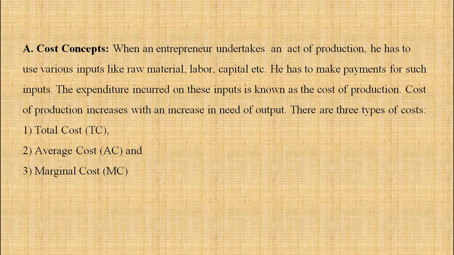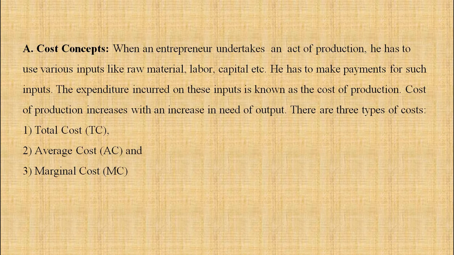When the entrepreneur undertakes an act of production, he has to use various inputs like raw material, labor, capital, etc. He has to make payments for such inputs. The expenditure incurred on these inputs is known as the cost of production. There are four factors of production: land, labor, capital and enterprise. On that the producer has to spend money. So that is what is called the cost of production. Cost of production increases with the increase in output.